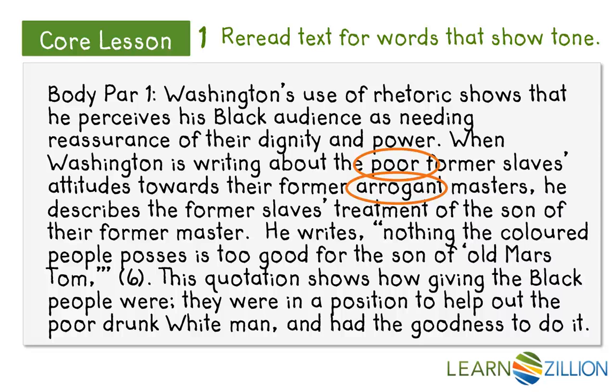This quotation shows how giving the black people were. They were in a position to help out the poor drunk white man and had the goodness to do it. Now that use of the word poor is all right because he was literally poor. He didn't have much money. I wasn't using it to show my opinion of him.